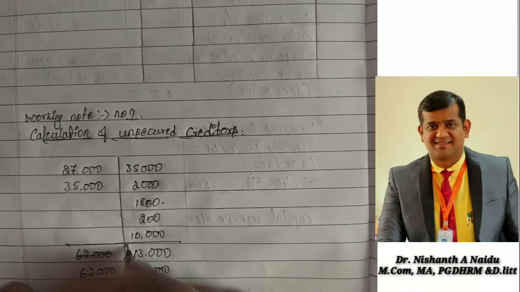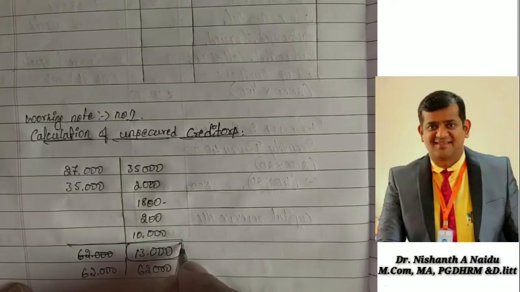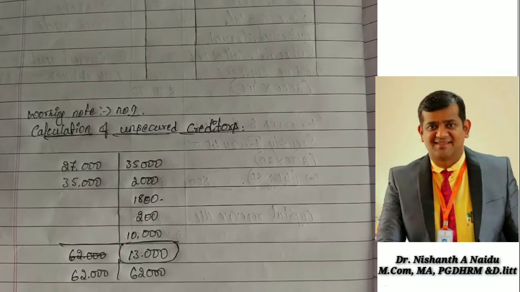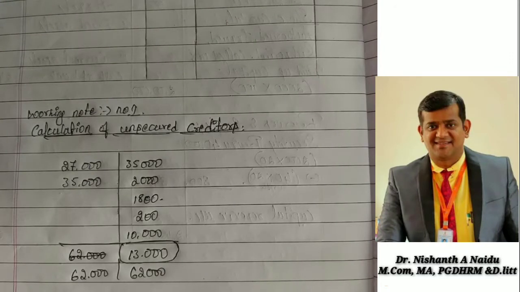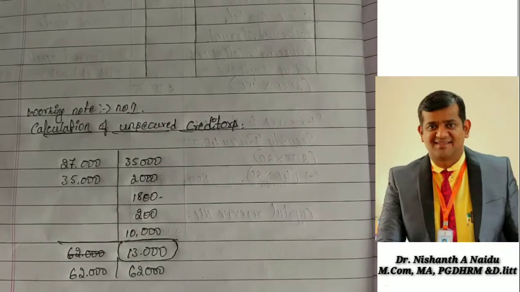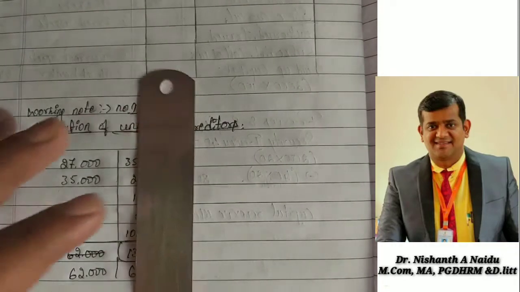So we got unsecured creditors. How much? 13,000 rupees. Correct. So next, what are we supposed to do? We have to do one more working note to calculate the unsecured creditors. So that is 2% on unsecured creditors, liquidators remuneration. Okay, so let us do that working note number 2 now.